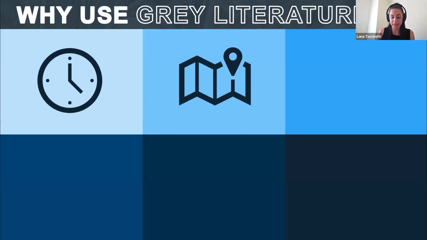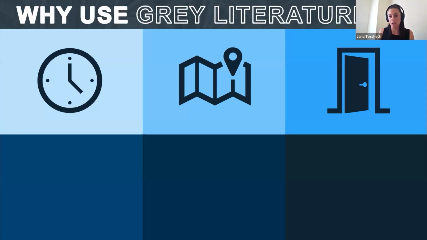You're also more likely to find grey literature that offers you a local perspective or a specific region or area that you're interested in. It's generally readily available, easy to access. It can be a little bit harder to find, but that access is there. It's easy. You don't have to go through a subscription or a library to get it.